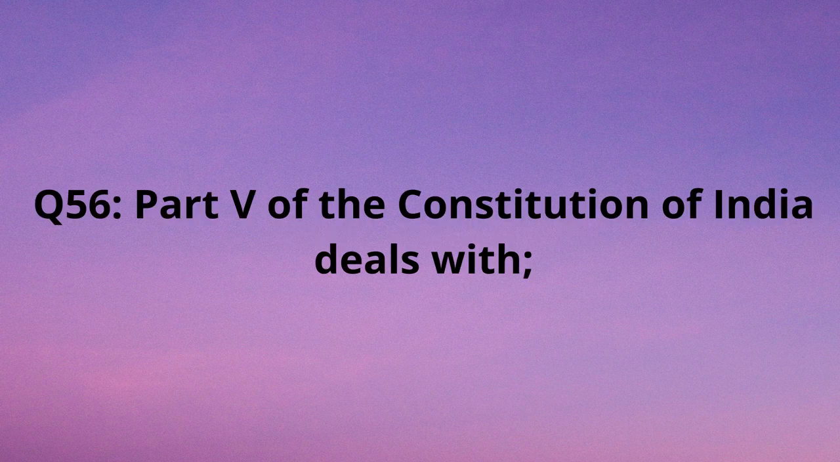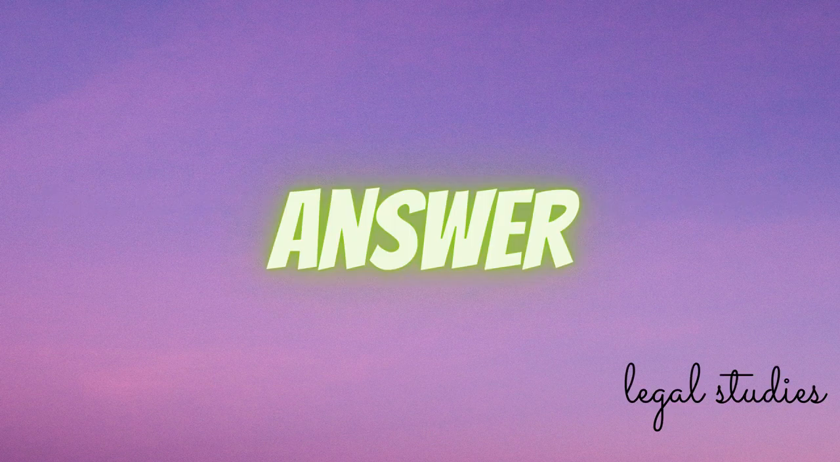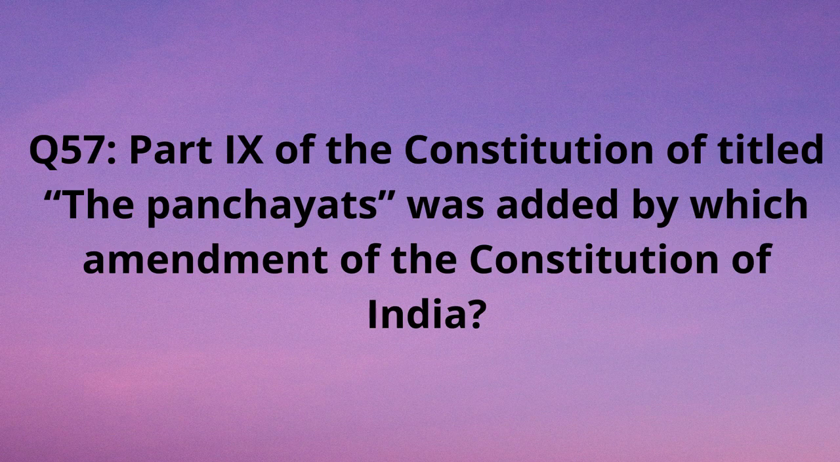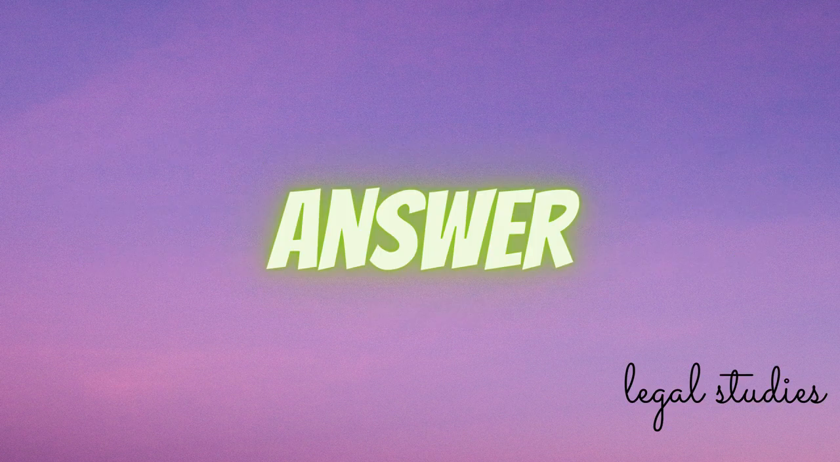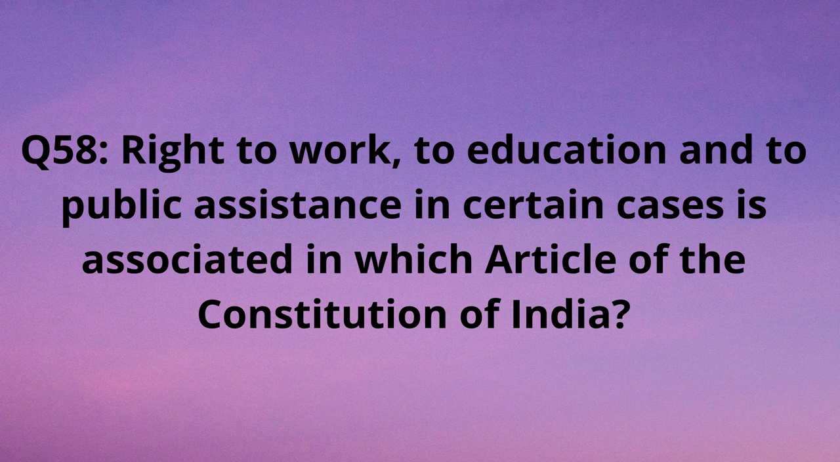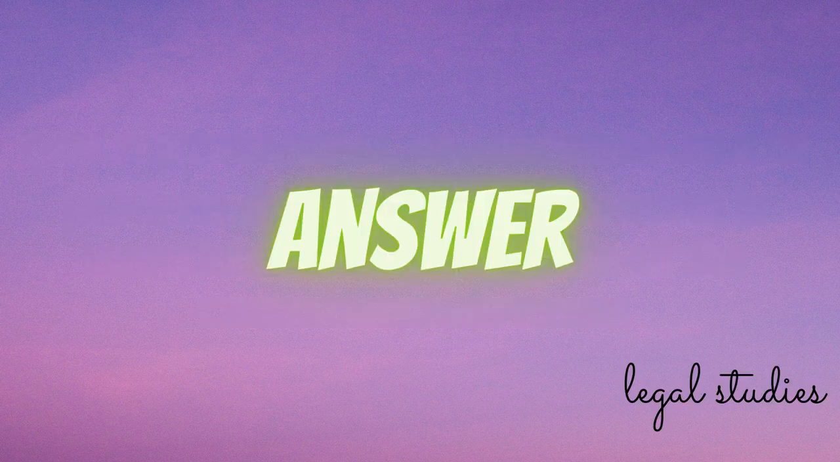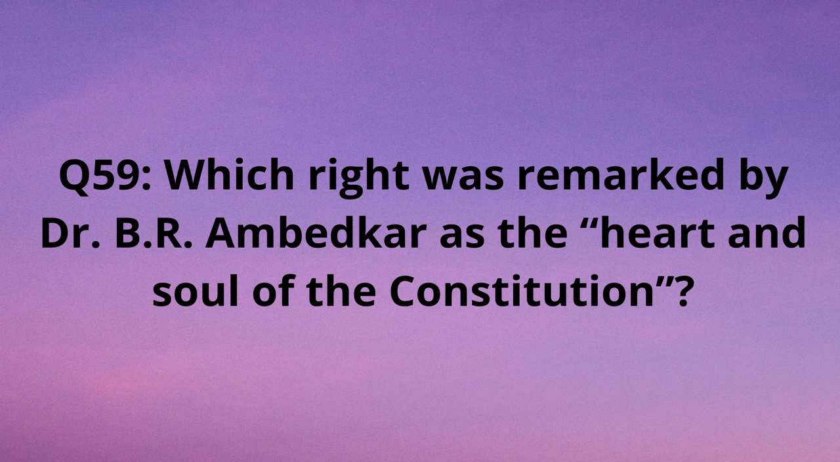Question 56. Part 5 of the Constitution of India deals with. Answer 56. The Union. Question 57. Part 9 of the Constitution titled the Panchayats was added by which amendment of Constitution of India? Answer 57. 73rd Amendment Act 1992. Question 58. Right to work, to education and to public assistance in certain cases is associated in which article of Constitution of India? Answer 58. Article 41.